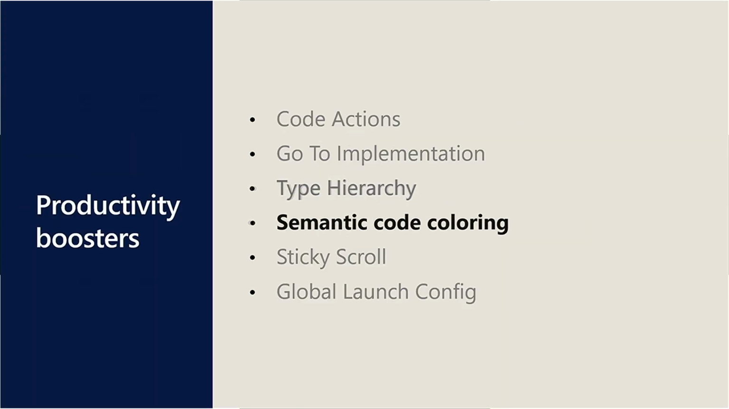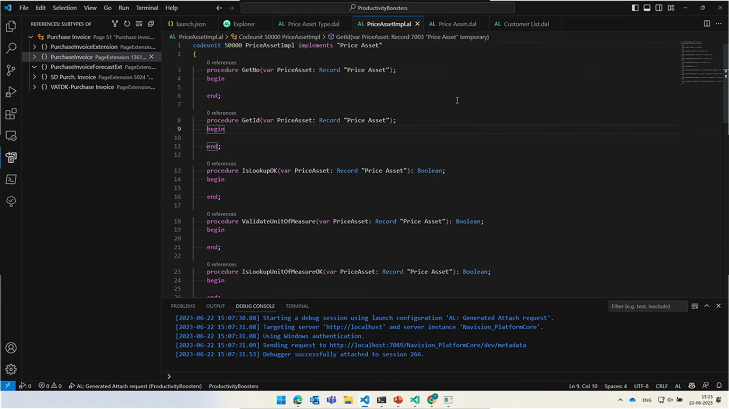Next up is semantic code coloring, and this one is dear to me. So when we're looking at code such as this one, you see there's a lot of, we have basically 3 colors to work with right here, and a lot of white text for all of the identifiers.